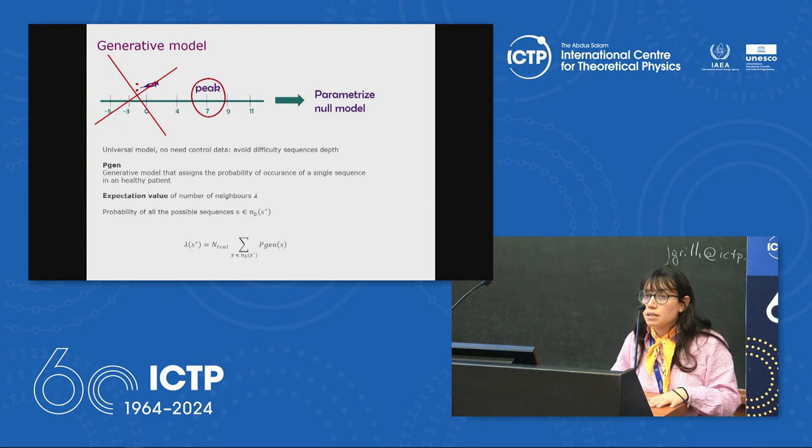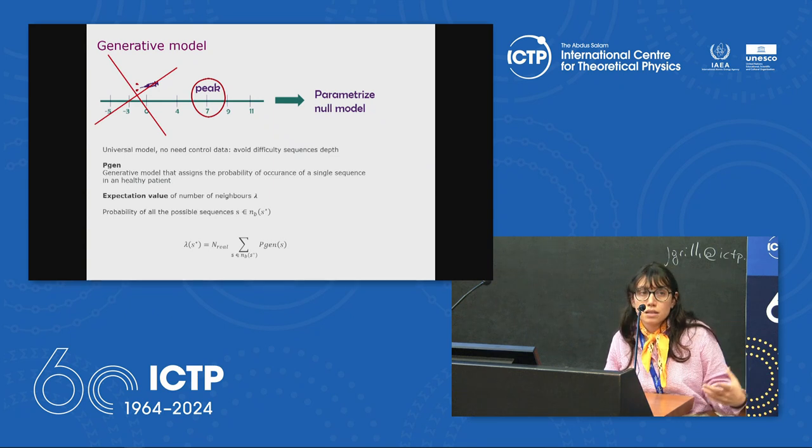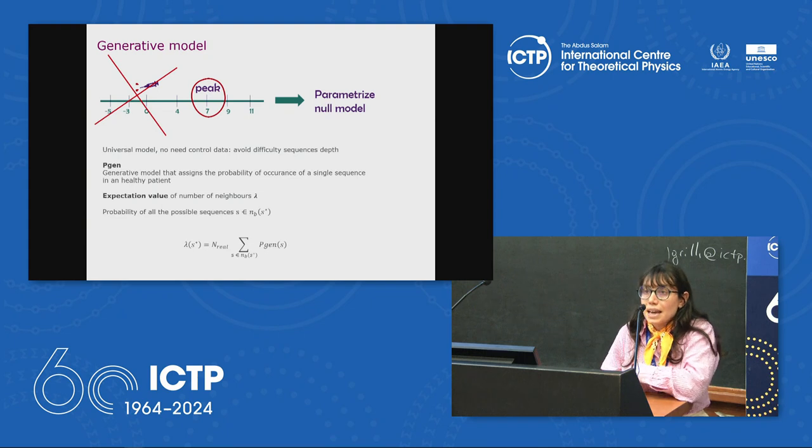The model is very simple. It's based on a generative model that computes the probability of occurrence of any sequence, based on the biological process that actually produces the sequence. Then it's straightforward to compute the expected number of neighbors of a given sequence in a patient that is not immunized. That is just the sum of the probability of generation of all the sequences belonging to the ensemble of neighbors of our given sequence.